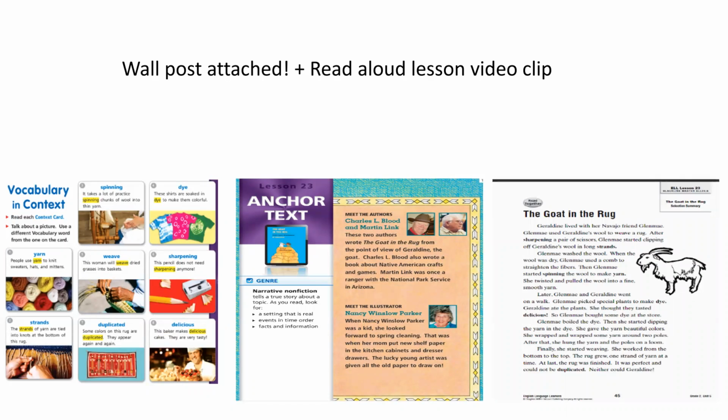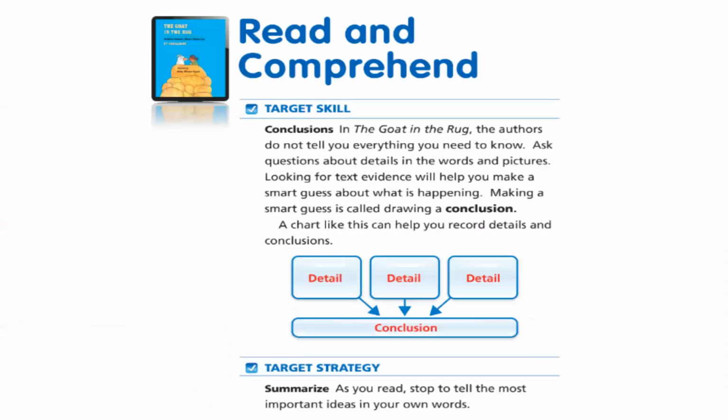Now, let's get started with the first objective. And in order to do that, we're going to read and comprehend. The first task is to draw a conclusion. And I want you to know that in order to achieve this target skill, all you need to do is make a smart guess. Use some prior knowledge, look for details within a picture if you're given a picture, or if you're given a text, look for details, record those details, and draw a conclusion based on those details.